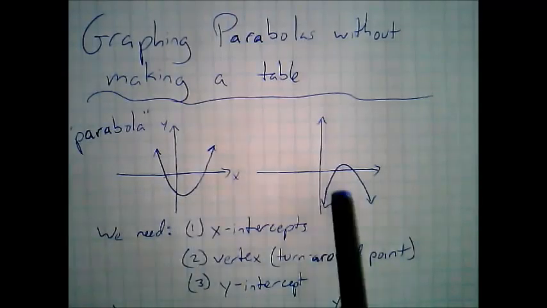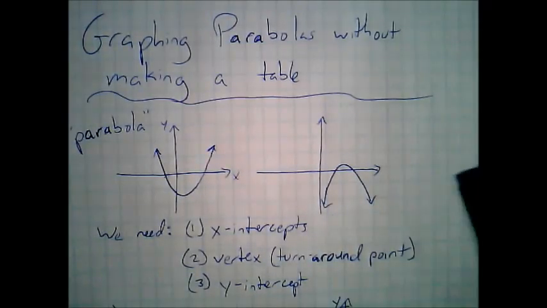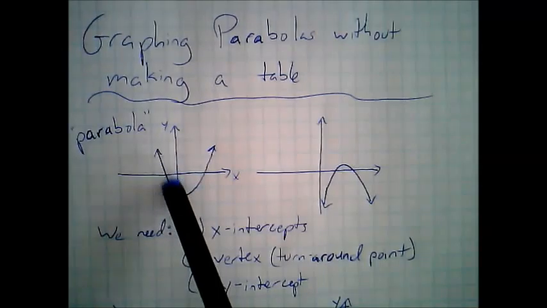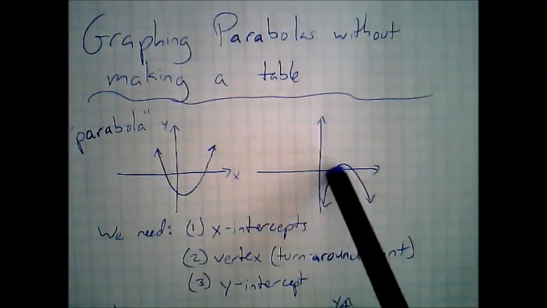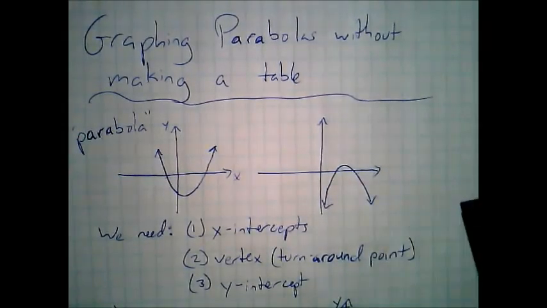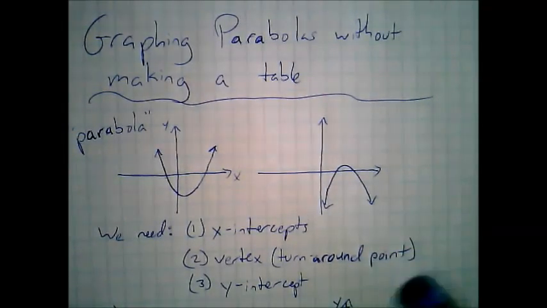Now, to help us make sense of this, we thought of two different scenarios in class. We thought of someone bungee jumping, going down and then coming back up, or someone tossing a water balloon, going up and coming back down. We use those two general ideas to help us picture what's going on in a parabola and understand what we need, and why we need it, to graph parabolas without making a table.